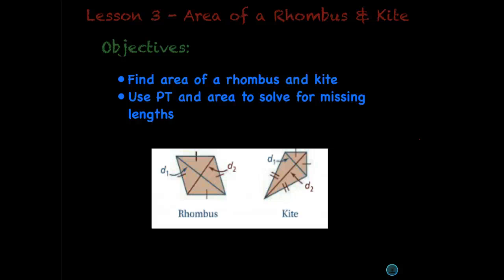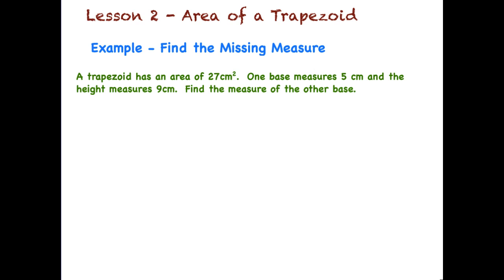Hello and welcome to Lesson 3, Area of a Rhombus and Kite. Our objectives are to find the area of a rhombus and kite and to use Pythagorean theorem and area to solve for missing lengths. I include the rhombus and the kite together because you can use the same formula to calculate the area whether it's a rhombus or a kite. So let's explore those shapes.